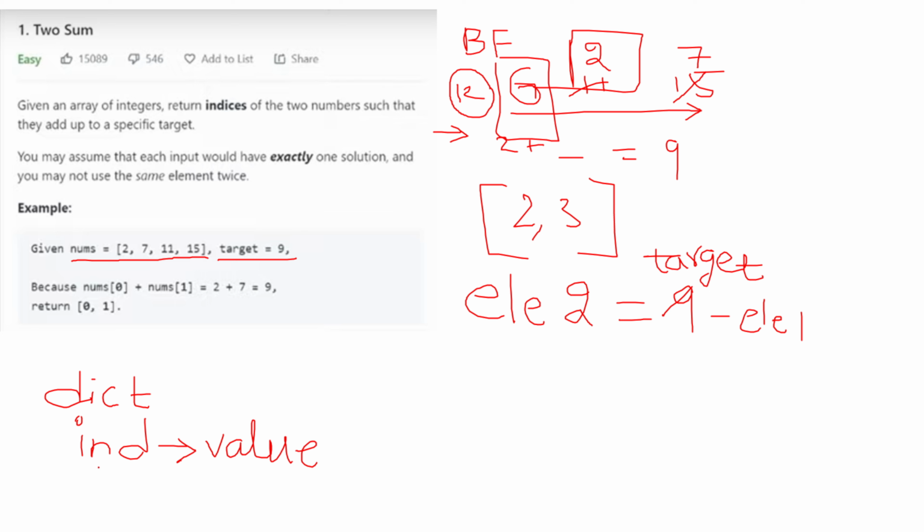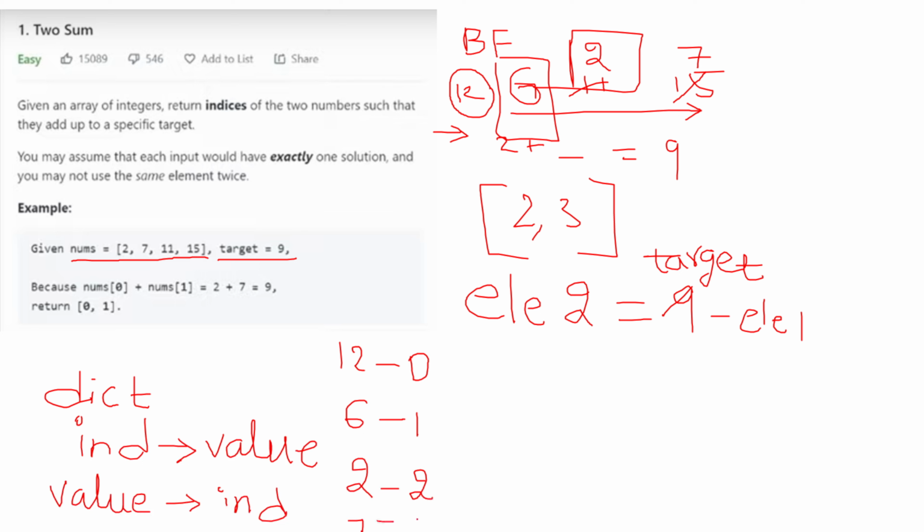So the index, there will be index first and then the value, but in our problem what we are going to do is we will be associating value to an index. Okay, and for that, let us assume our array is 12, 6, 2 and 7, right? So we will be creating a dictionary wherein 12 is associated with 0, 6 is associated with 1, 2 is associated with 2 and 7 is associated with 3.